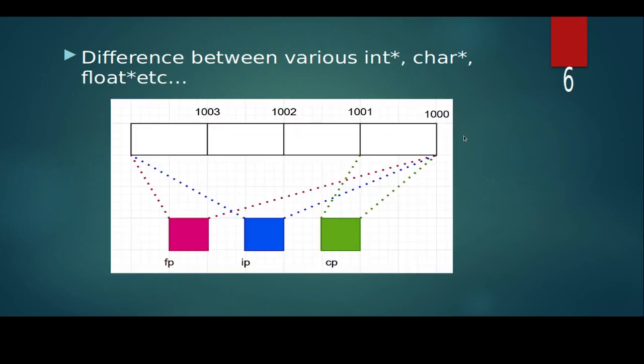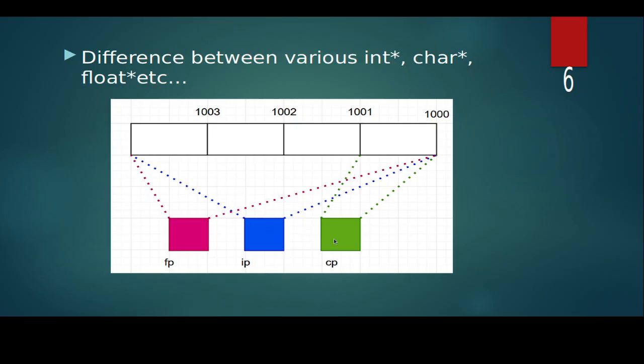See, assume we have declared one integer variable. Assume it is 4 bytes. It is holding 4 bytes. So let's assume the starting address of that one is 1000, 1001, 1002, 1003. So this is 4 bytes. The integer variable is 4 bytes: 1 byte, 2 bytes, 3 bytes, 4 bytes. So if we store the address of that integer variable into an integer pointer, it can point to all 4 bytes.